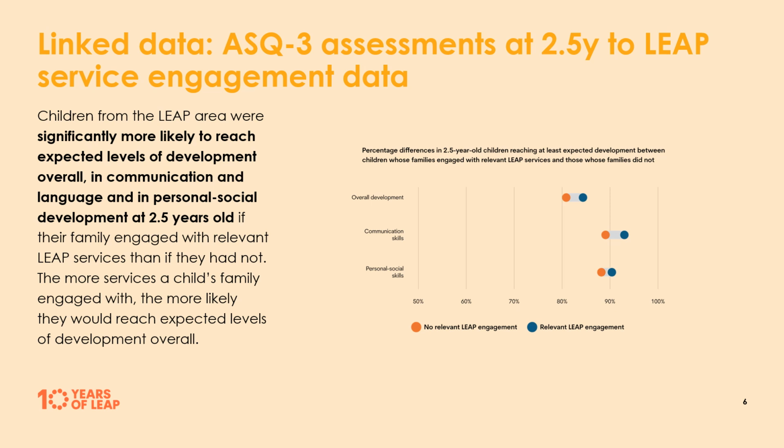We also did some additional analysis of the number of services families engage with, which found that the more services a child's family engaged with, the more likely they would reach expected levels of development overall. To account for the impact some demographic and environmental factors could have on child outcomes, we included various factors in the analytical model, such as area deprivation, ethnicity, sex, and level of health visiting support a family needed.